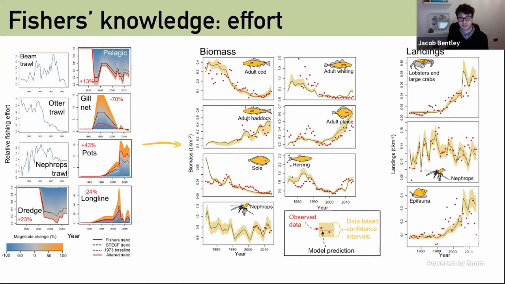to get some of the interannual variability from these trawl trends, but we were also able to capture the dynamics of things like lobsters and crabs, which we weren't able to do without the fishers' knowledge. So it took the strengths of both the model driven by scientific knowledge and the model driven by adjusted fishers' knowledge, and discounted their weaknesses and produced a model that we were much more happy with.